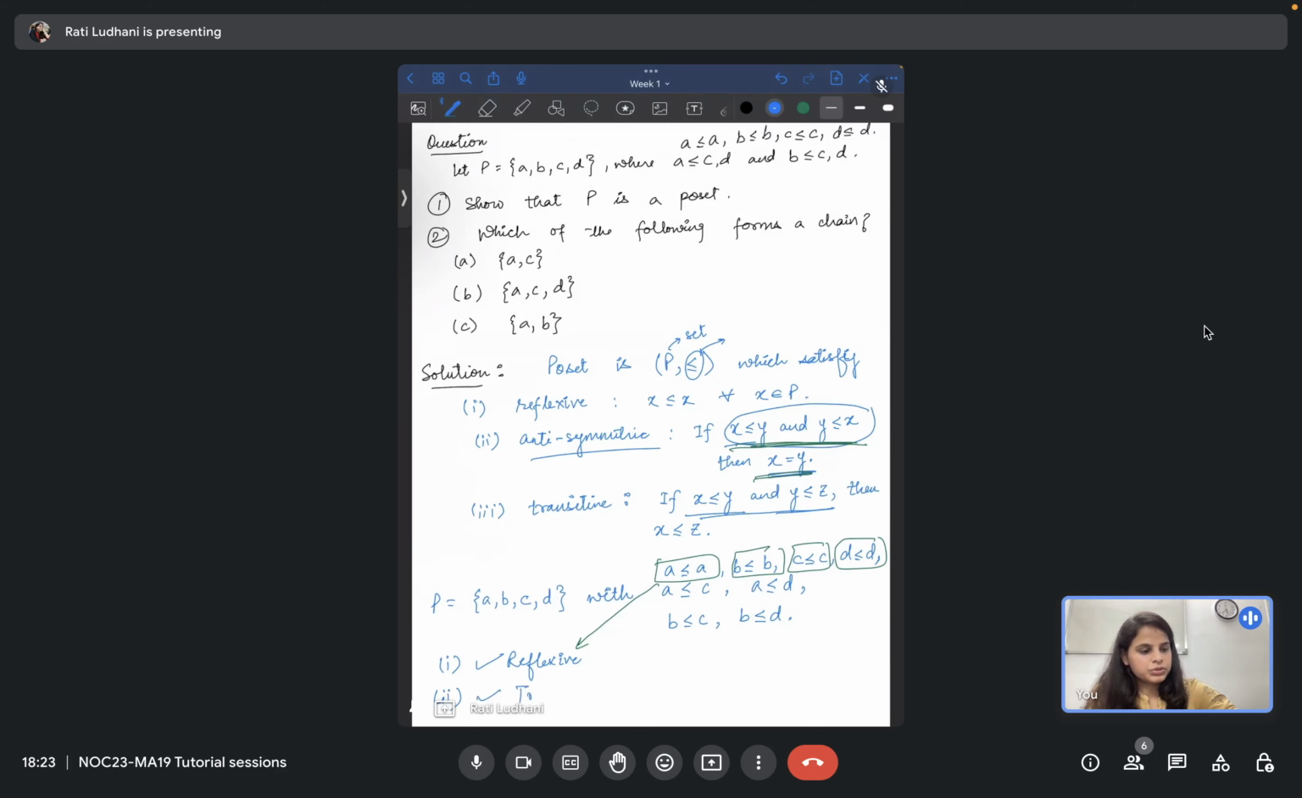Very good. So both are vacuously true. Antisymmetry is done because you don't have a both-sided relation. Among these 8, x is less than or equal to y and y is less than or equal to x is not there for x not equal to y. So antisymmetry is done, and similarly transitivity.